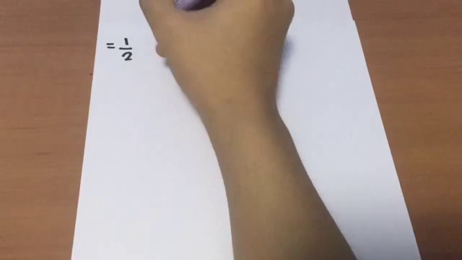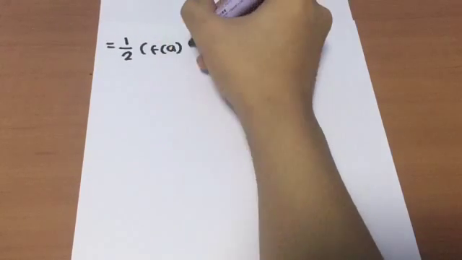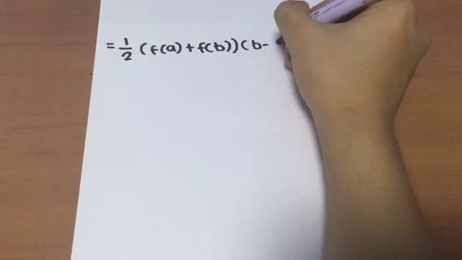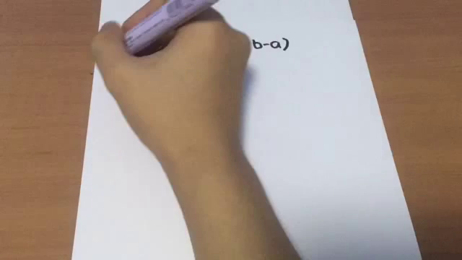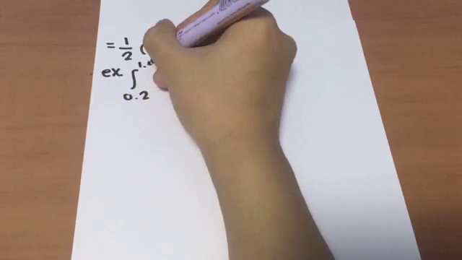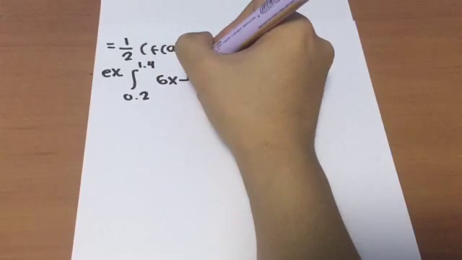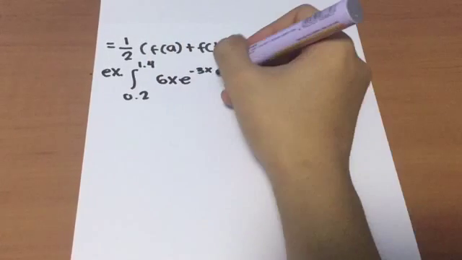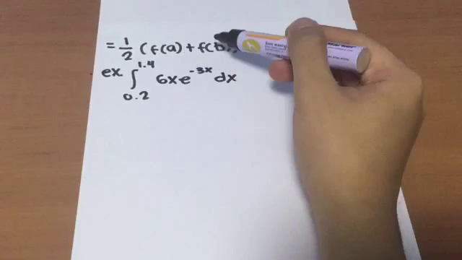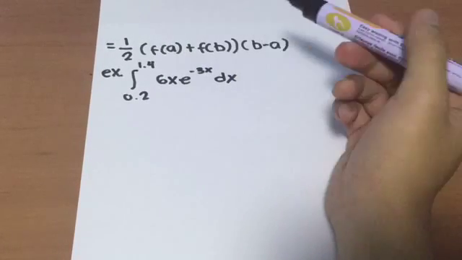We have the main equation as 1/2 times f of a plus f of b times b minus a, and we're given an example of lower limit 0.2, upper limit 1.4, and 6x e raised to negative 3x dx. We're going to solve for that using this equation.